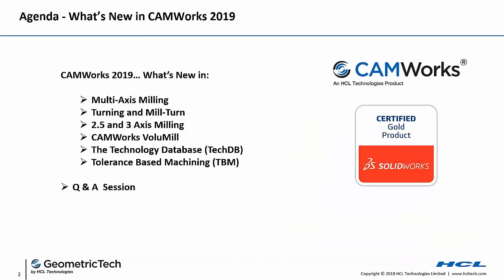Let's start by taking a look at our agenda today. We'll begin with the multi-axis milling enhancements that have been added to CAMWorks, followed by what's new in turning and mill turn, 2.5-axis and 3-axis milling, and CAMWorks volume mill. And then we'll switch over and look at what's new in the technology database and tolerance-based machining.